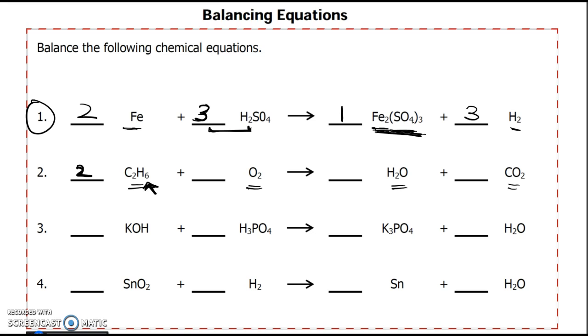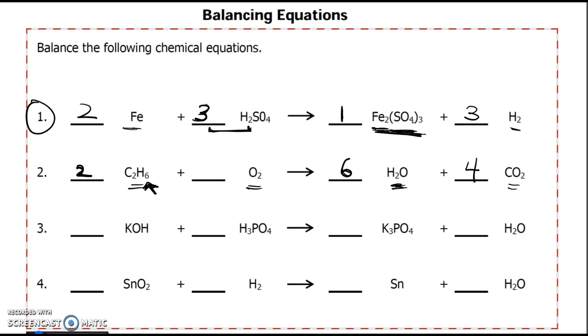Next step is you balance the carbon. There are 4 here, you have 1 here, so put a 4 here. And then the next step is you look at your hydrogen. There are 12, 6 times 2, 12 hydrogen here, and you have 2 hydrogens here, so go ahead and put a 6 here to balance your hydrogen.